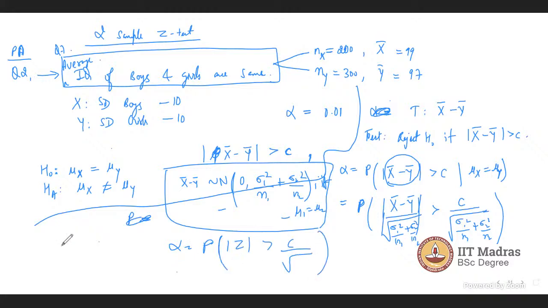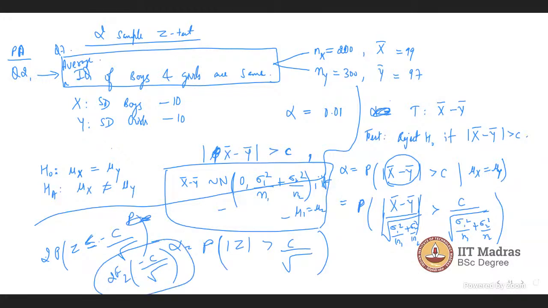So alpha equals P of mod of Z greater than c upon this part, and this is equal to 2 times the probability that Z is less than or equal to minus c upon the square root. So this is 2 times phi of minus c upon the square root. This will be your answer. This is going to be your alpha. And from there, if the alpha is given, you find c and check whether you can reject your H0 or not.